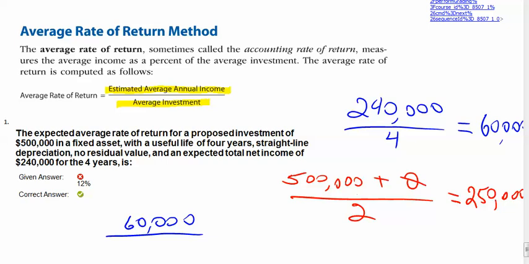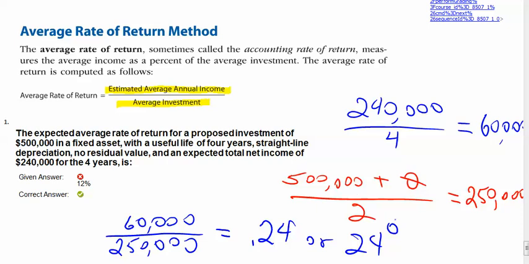So I can make my calculation now by dividing my average investment of 250,000 into my estimated average annual income, and I get 0.24 or 24%.